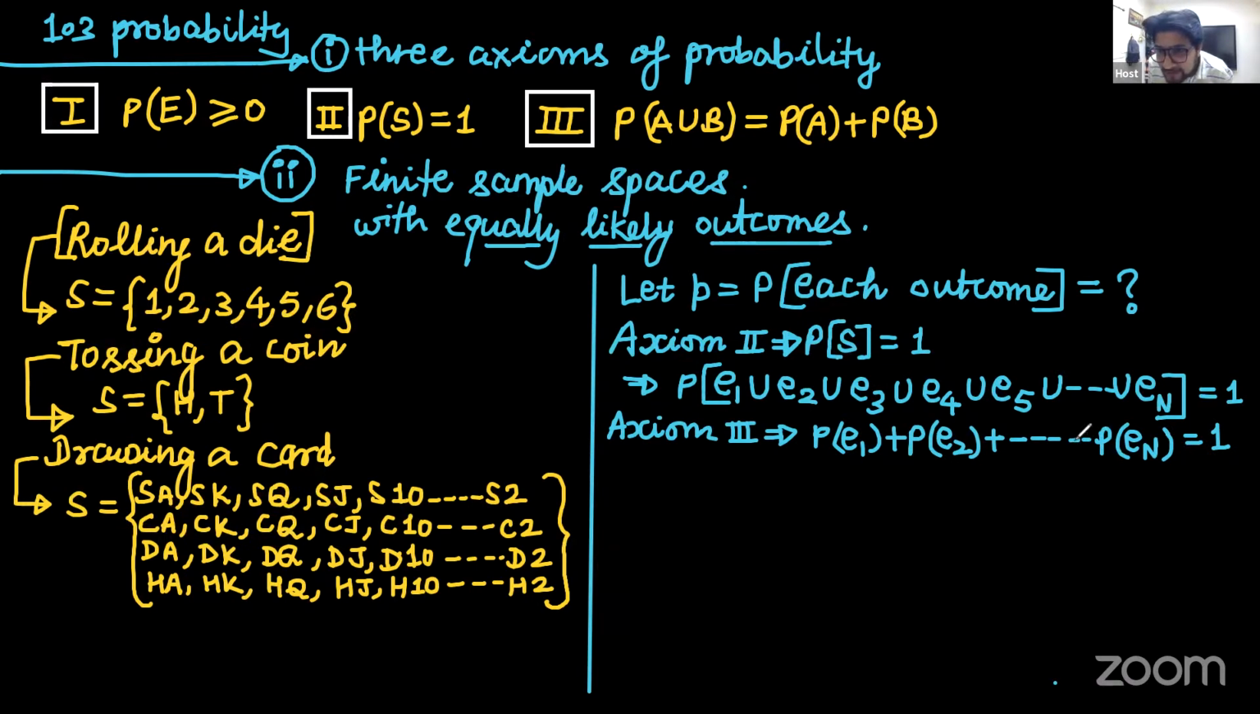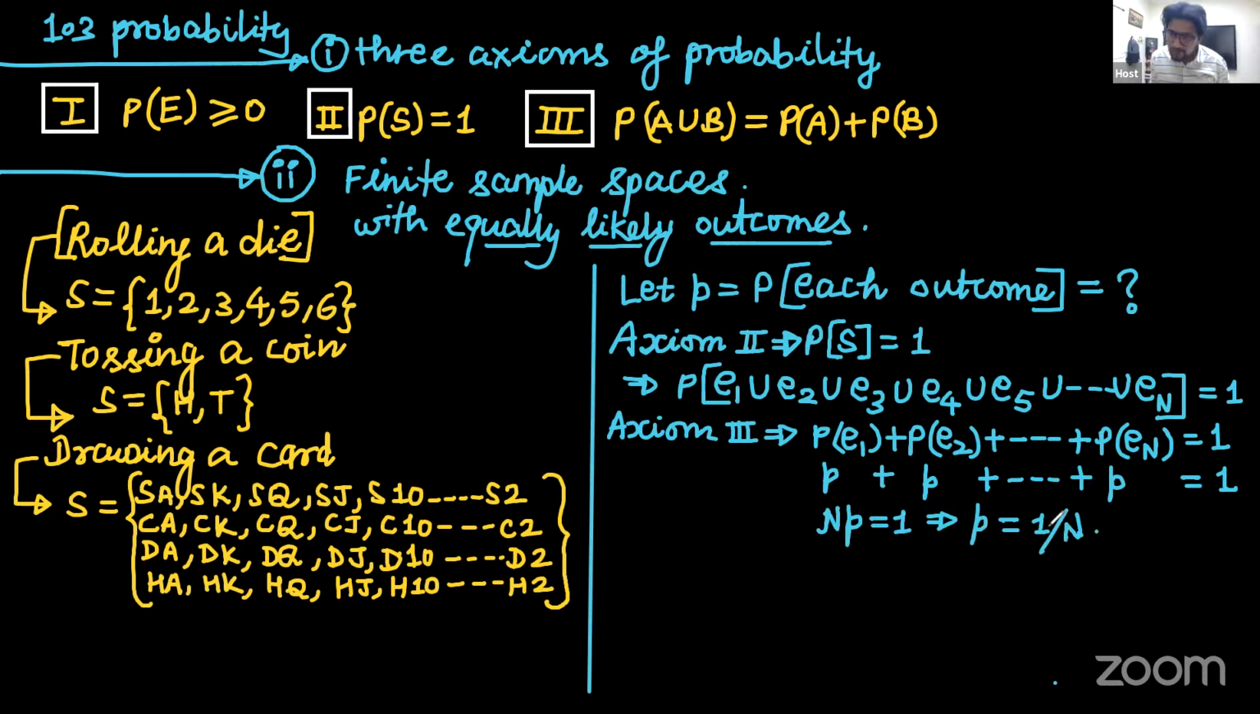But since each element is equally likely, each of these is also small p. I get a small p, capital N number of times. So capital N multiplied by p becomes the left hand side, and I get the small p value equal to 1 upon N.